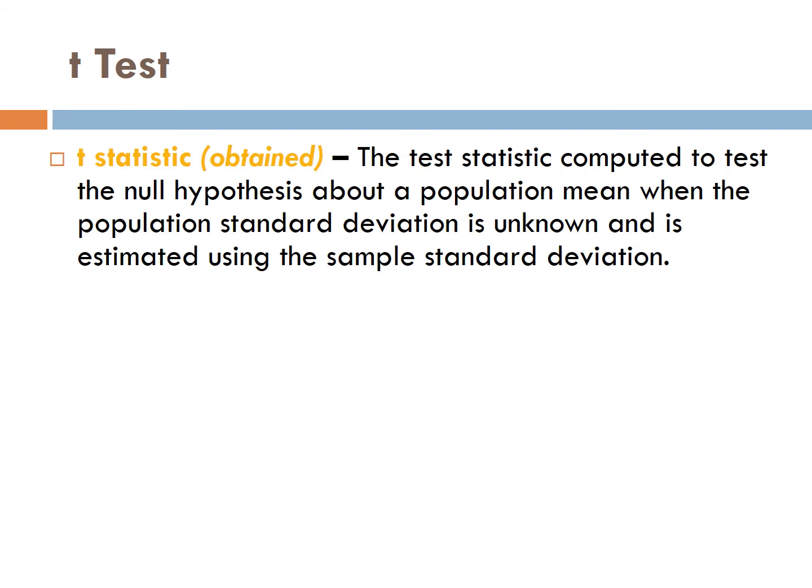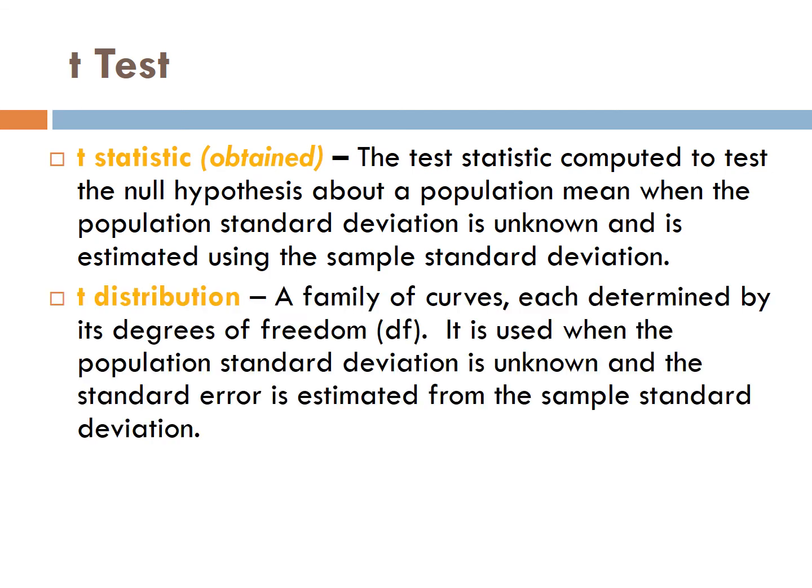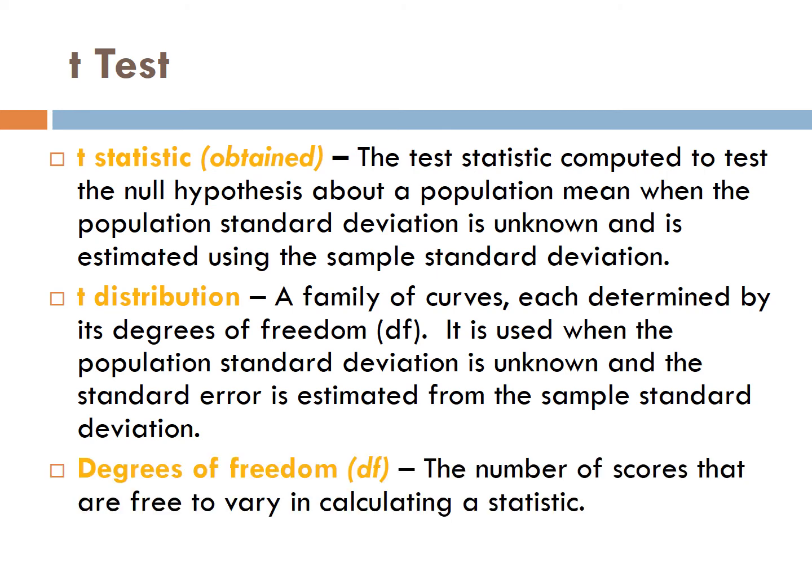So the t-statistic obtained is the test statistic computed to test the null hypothesis about a population mean when the population standard deviation is unknown and is estimated using a sample standard deviation. A t-distribution is a family of curves, each determined by its degrees of freedom. It is used when the population standard deviation is unknown and a standard error is estimated from the sample standard deviation.